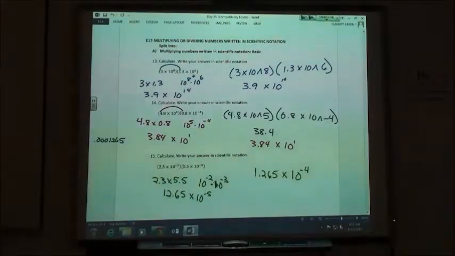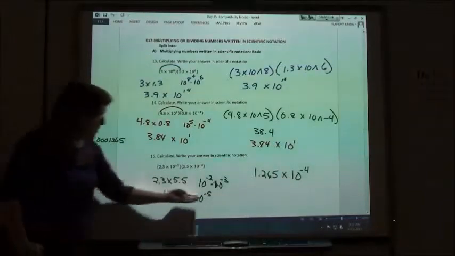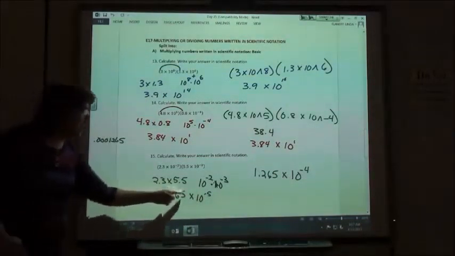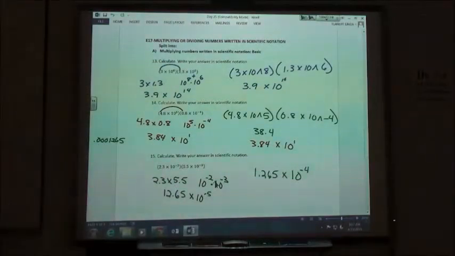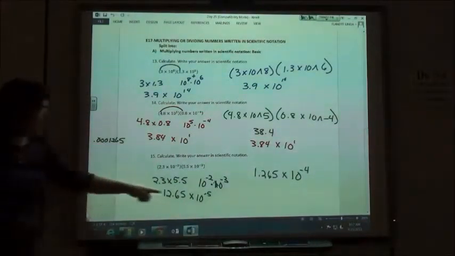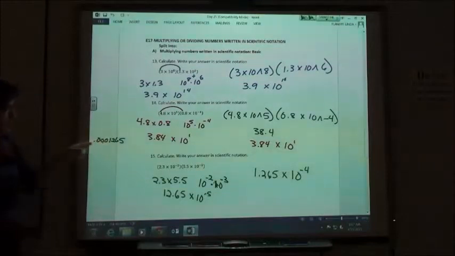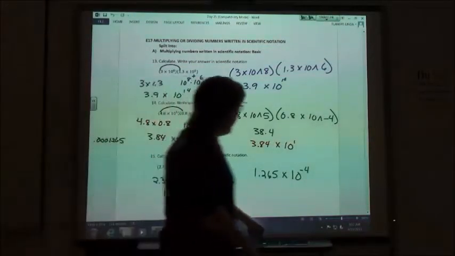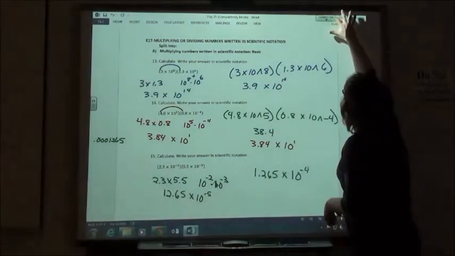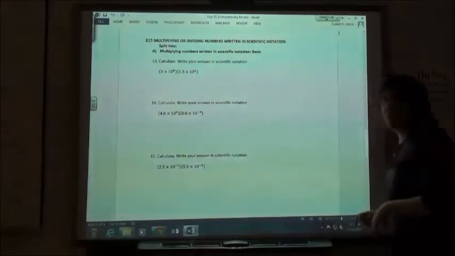you get negative 5. So again, the problem here, sometimes you don't end up with a number between 1 and 10, and then you have to get it back into scientific notation. So if it helps, rewrite it or put it in standard form first, and then go back from there. And you should always be able to at least double check it with your calculator.